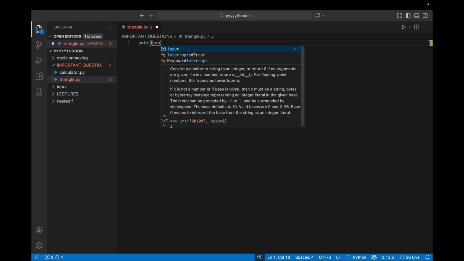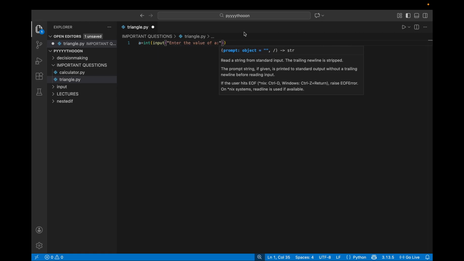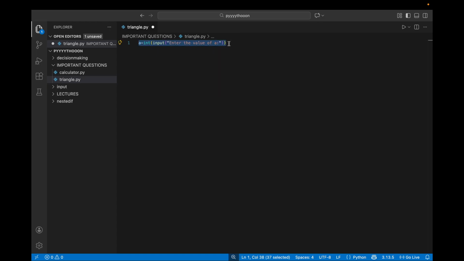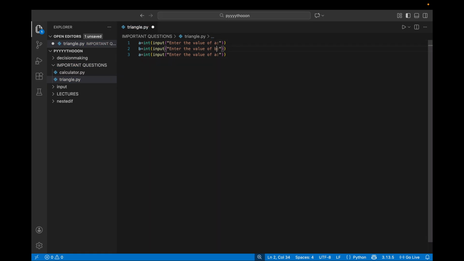So let's take sides of the triangle and input the value of a. Similarly we will copy this and take the variable name b, enter the value of b here, and again c, enter the value of c. Now we are going to give this program the if-else condition so that we can differentiate between the triangles.